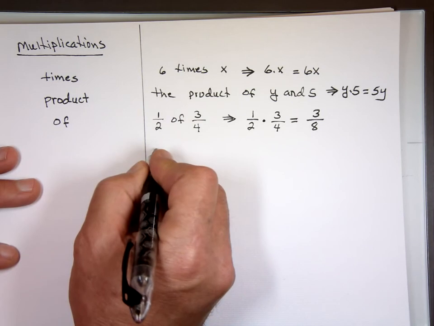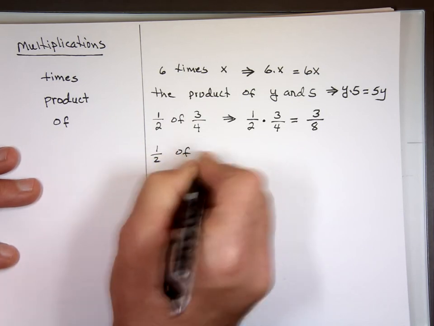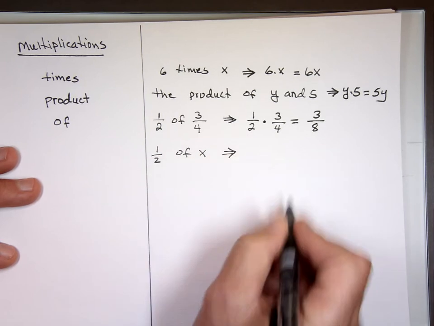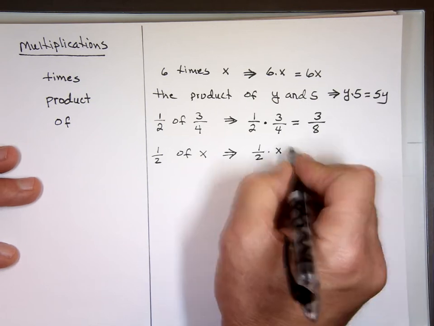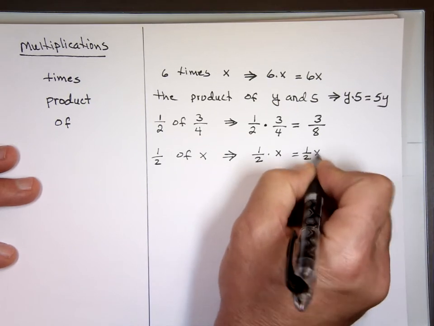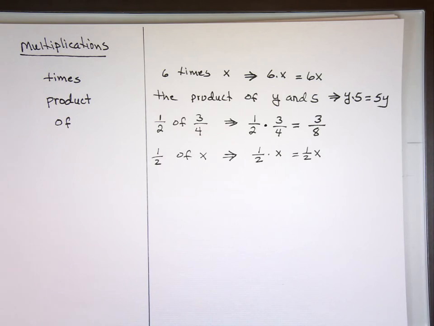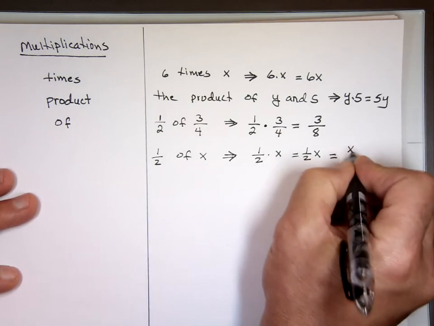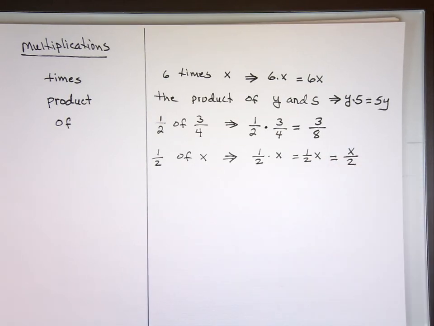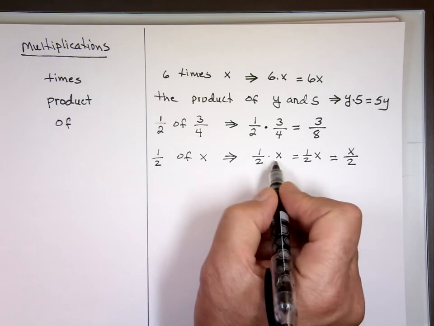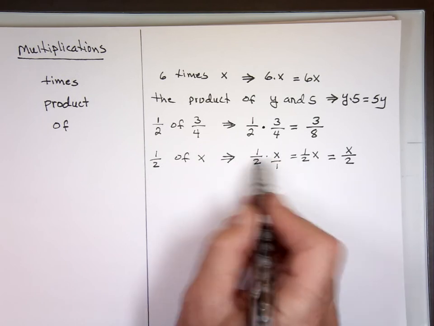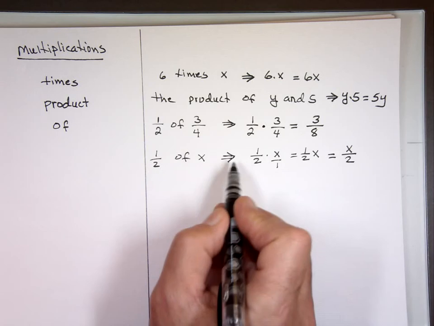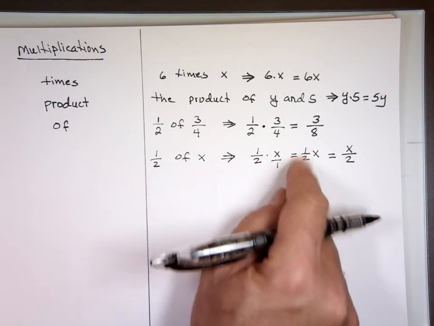So if I said to you, what is 1/2 of x? What does that mean then? It's 1/2 times x. And you can write that as 1/2 x. And if you don't like that, you can change it to what? x over 2. Why is it x over 2? What is x sitting on top of? 1. And when you multiply, don't you multiply the top times the top? So 1 times x, which is x. The bottom, 2 times 1, which is 2. So you can write it 1/2 x or x over 2.